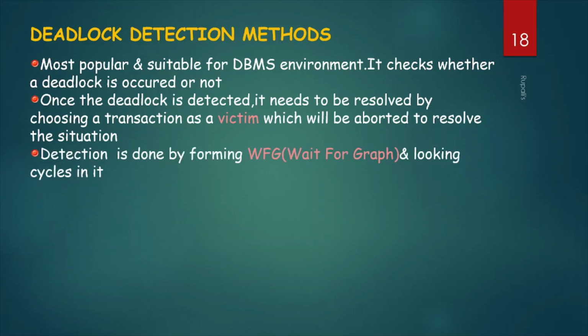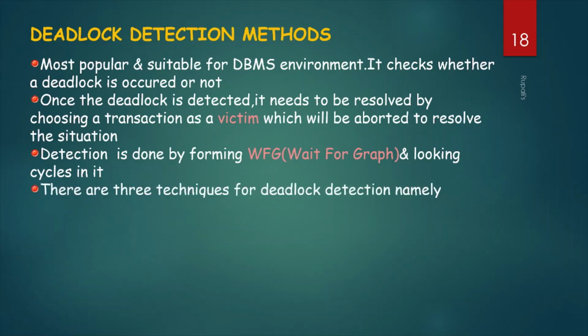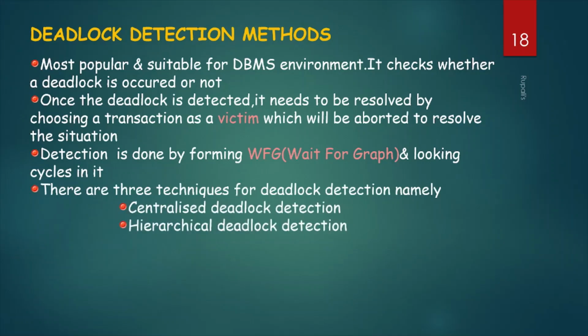How can we detect deadlock? We can detect deadlock by forming a Wait-for Graph. The short form of Wait-for Graph is WFG. And we have to check whether there is any cycle in that graph or not. There are three techniques for deadlock detection: centralized deadlock detection, hierarchical deadlock detection, and distributed deadlock detection.